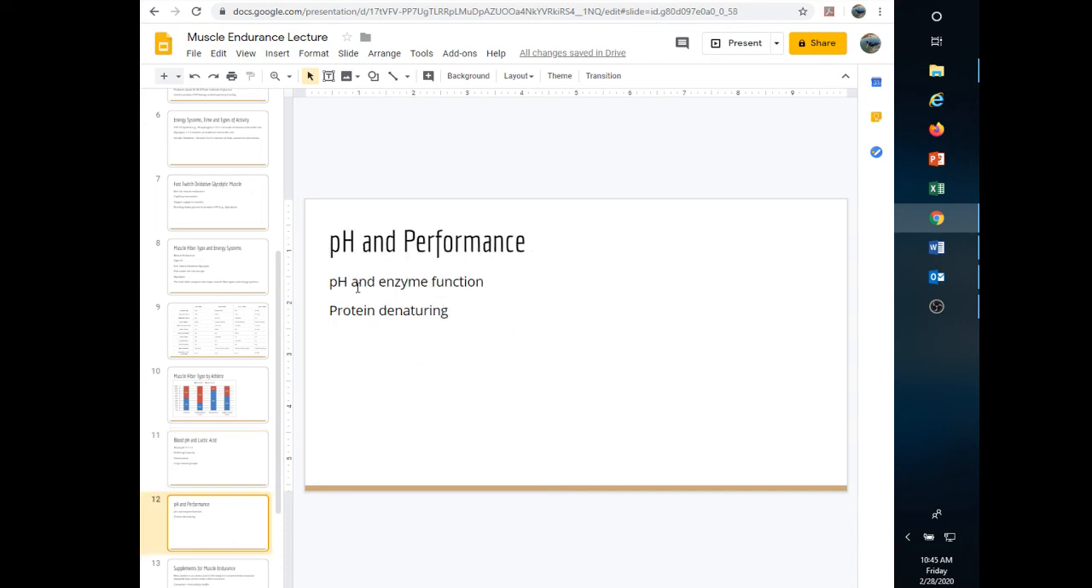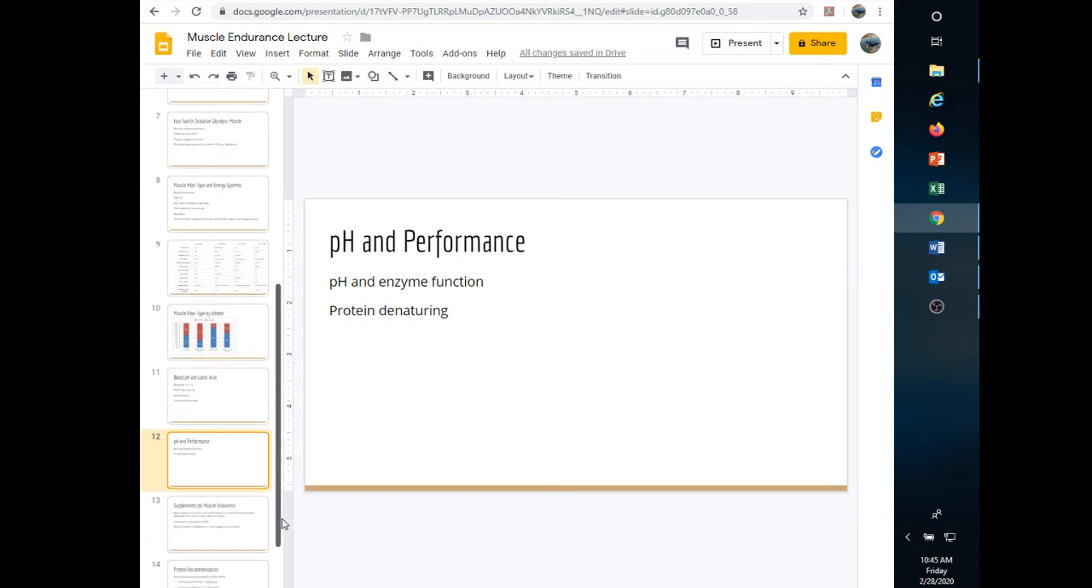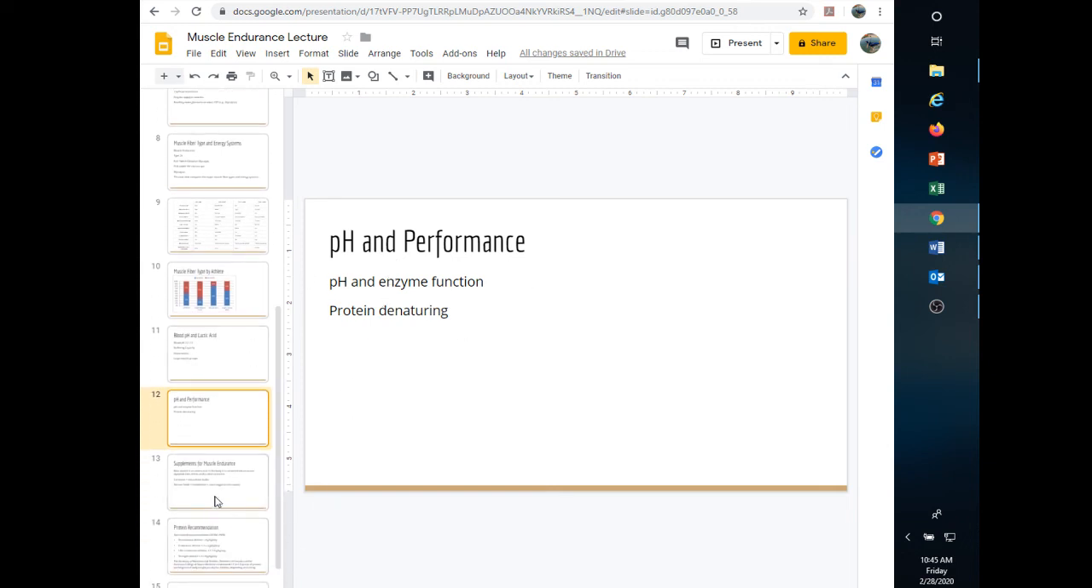So, pH and performance. pH will affect your enzyme function. Enzymes are just collections of proteins, so they won't function properly, and pH can denature the protein within those enzymes. So that can be problematic if pH drops too low.